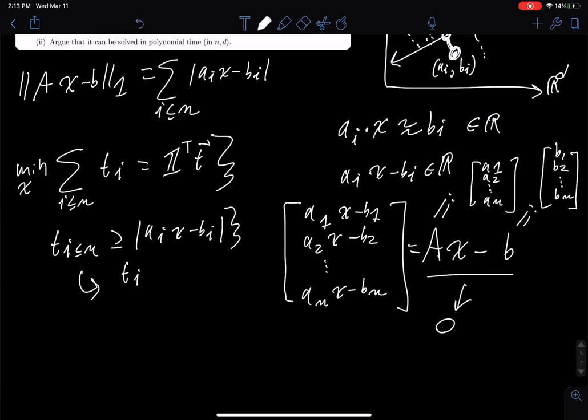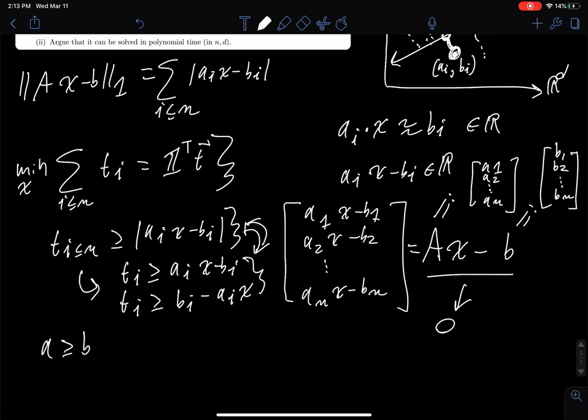Namely, we'll have that each t_i has to be greater than or equal to both a_i x minus b_i and the negative of this, b_i minus a_i x, because we can see that these two are actually equivalent to each other. For two real numbers, a is greater than or equal to the absolute value of b if and only if a is greater than or equal to b and a is greater than or equal to negative b. And this is just a little fact of logic that you can verify.